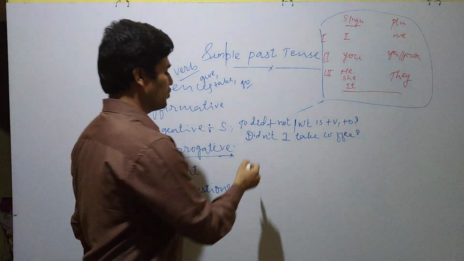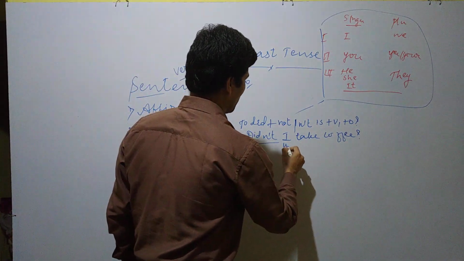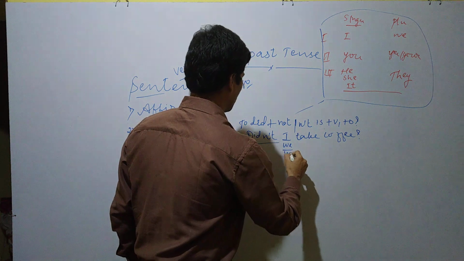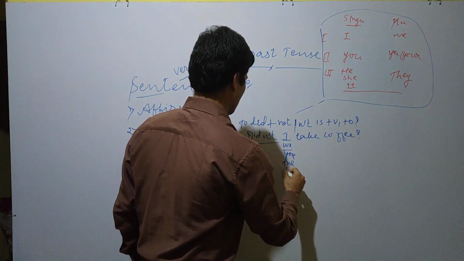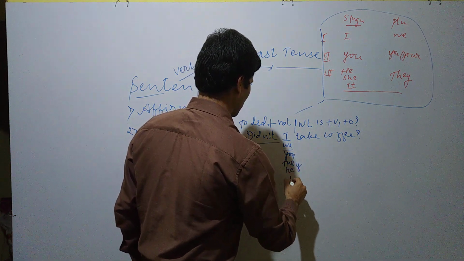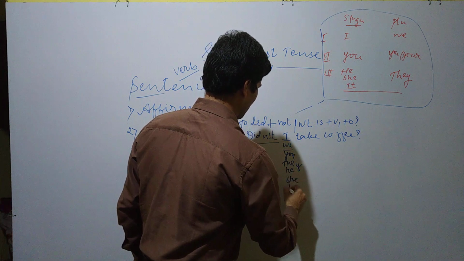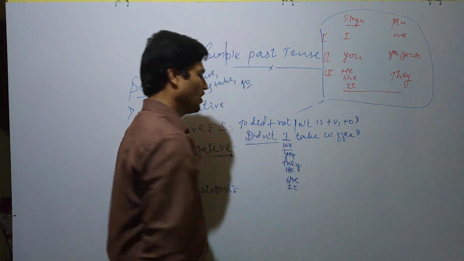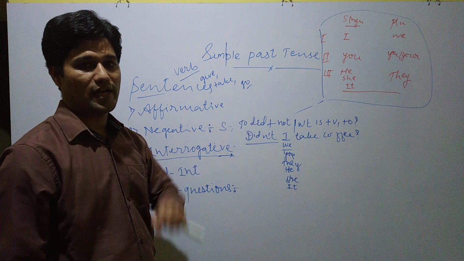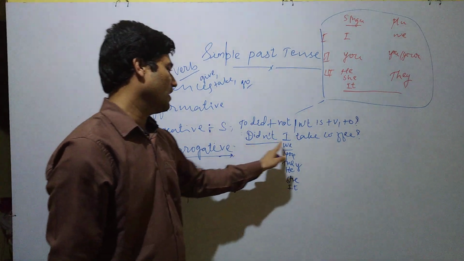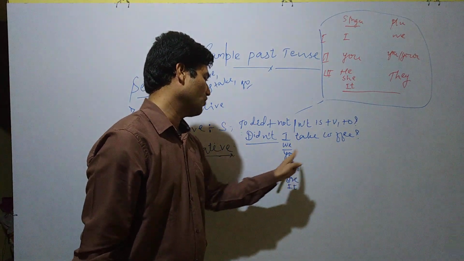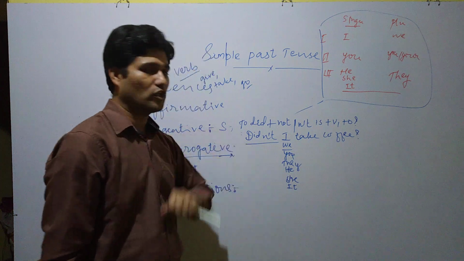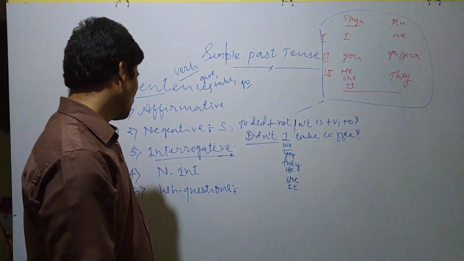In the same way you can use all the subjects: we, you, they, he, she and it. All the subjects you can use here, and do understand the sentence like that. Didn't I take coffee? Didn't we take coffee? Didn't you take coffee? Didn't they take coffee? So on and so forth.